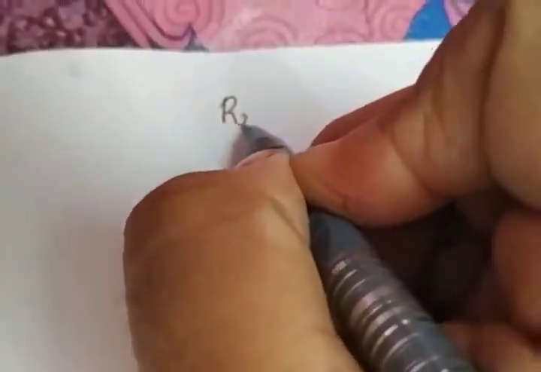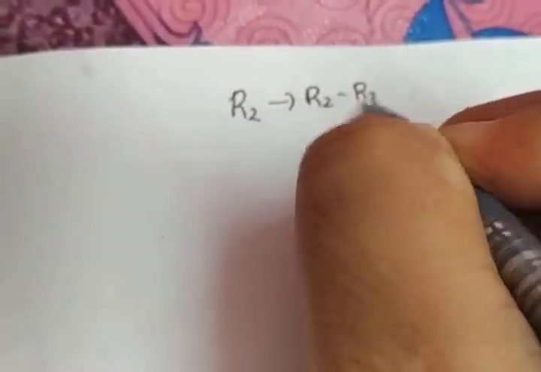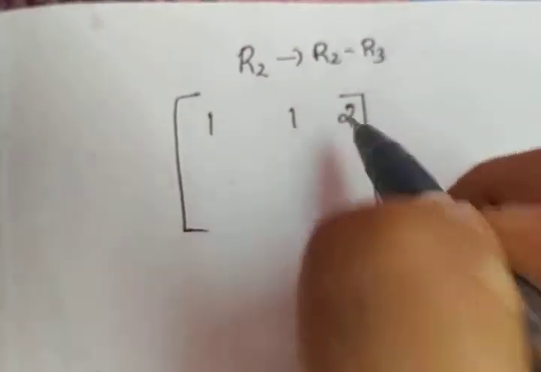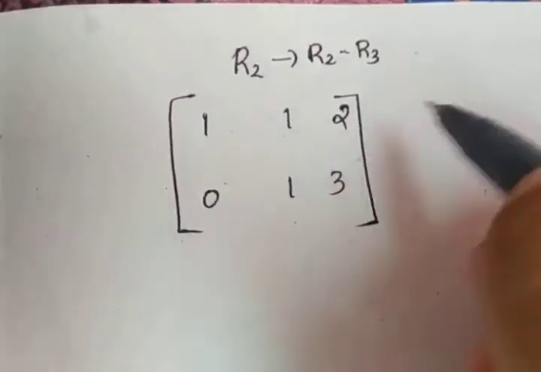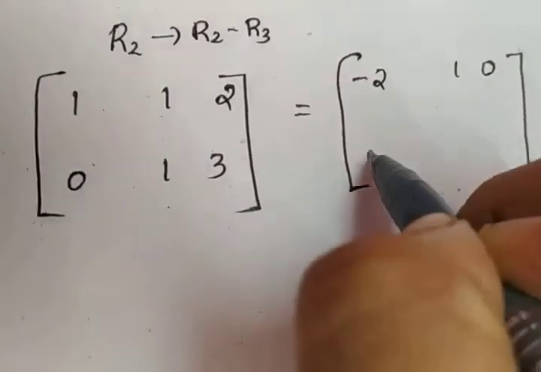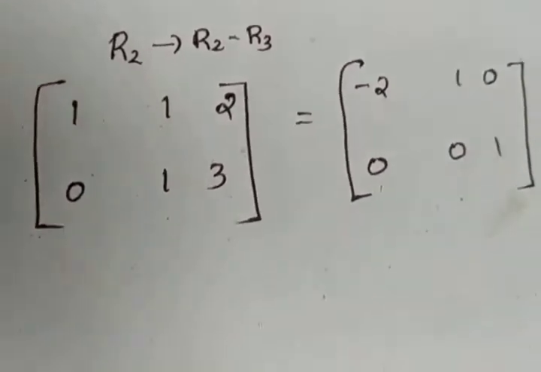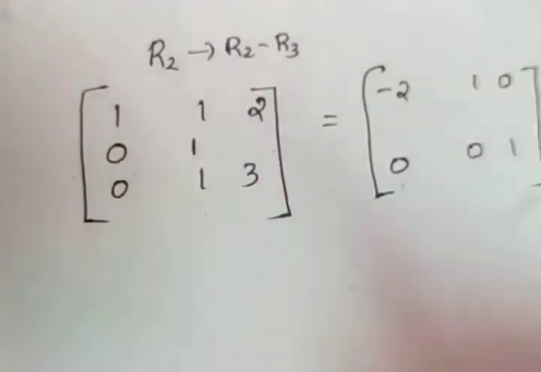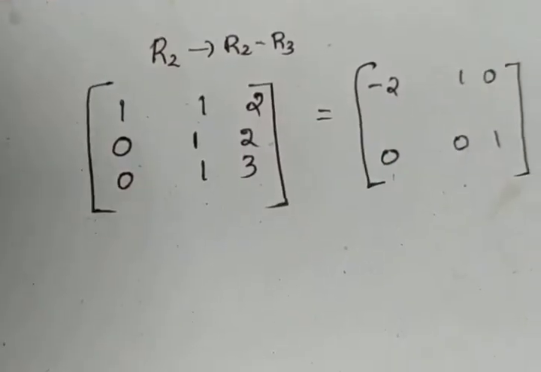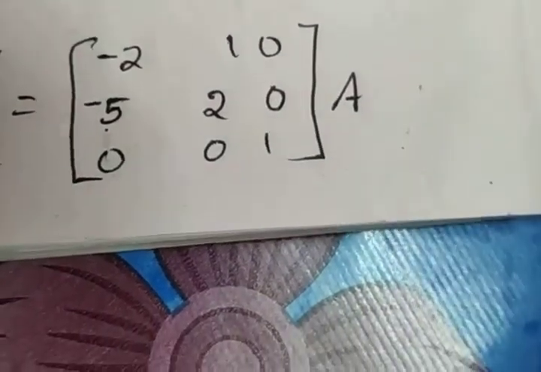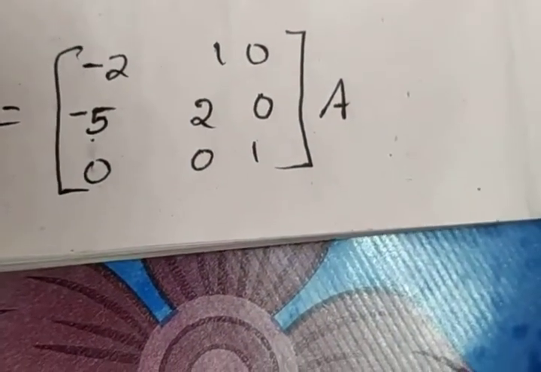So the next step what we are going to do is we are going to change R2 as R2 minus R3. So the first row remains the same: 1, 1, 2. Third row remains the same: 0, 1, 3. And on the right side also first row minus 2, 1, 0 remains the same. Third row 0, 0, 1 also remains the same. Instead of the second row, here R2 minus R3: 0 minus 0, 0. 2 minus 1, 1. 5 minus 3, 2. And on the right side, minus 5 minus 0, which is minus 5. 2 minus 0, 2. And 0 minus 1, minus 1.